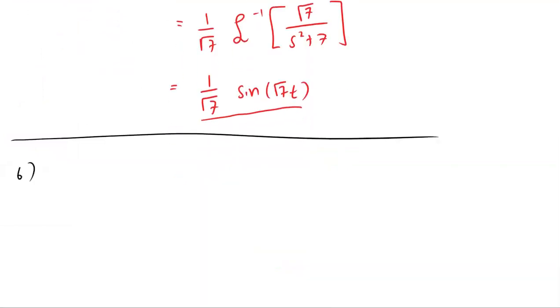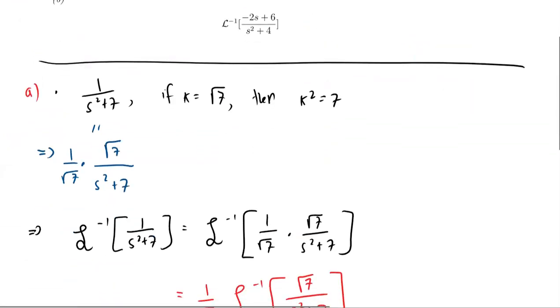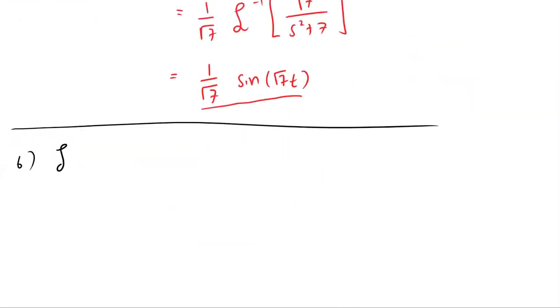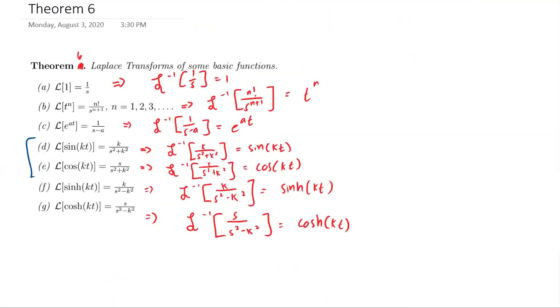Okay, so B, and let me write it here again so we can have it readily available. Negative 2s plus 6 over s squared plus 4. Right, we're looking for the Laplace inverse of this. Again, our goal is going to be to make this look like the form of one of our common functions. Right? So we can easily evaluate the Laplace inverse.